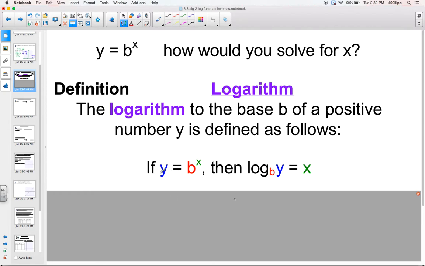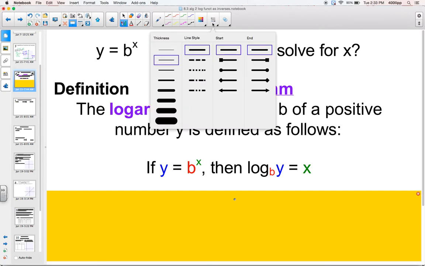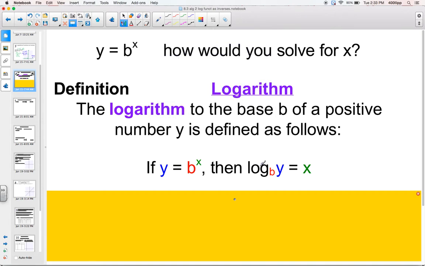This is color coordinated here, and we need to first get used to putting y equals b to the x in logarithmic form, which will just be log base b of y is equal to x. And vice versa. Think of your log equations as equal to your exponent. Here's my exponent, and that's going to be equal to that. Just take a look at where everything is. We have log base b, your base is b here, of y, and this whole thing is equal to x. Log equations are equal to your exponent. Your exponent was an x here.